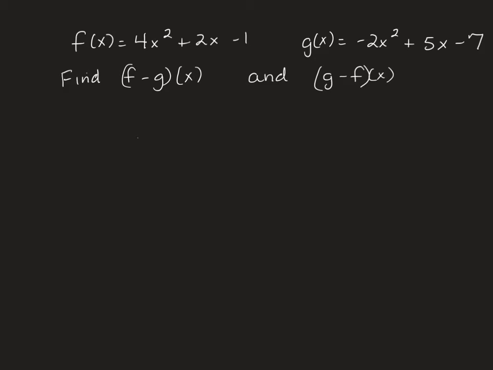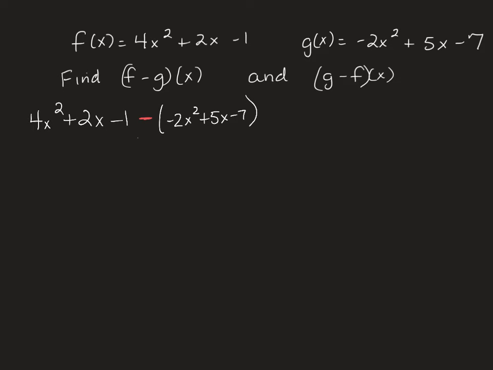In this one here, I'm going to use the same equations, right? F and g have not changed. But now I'm asking you to subtract. So let's look at this. The first one, I want you to go 4x squared plus 2x minus 1, right? Then we're going to say minus, and then we're going to put parentheses, negative 2x squared plus 5x minus 7.